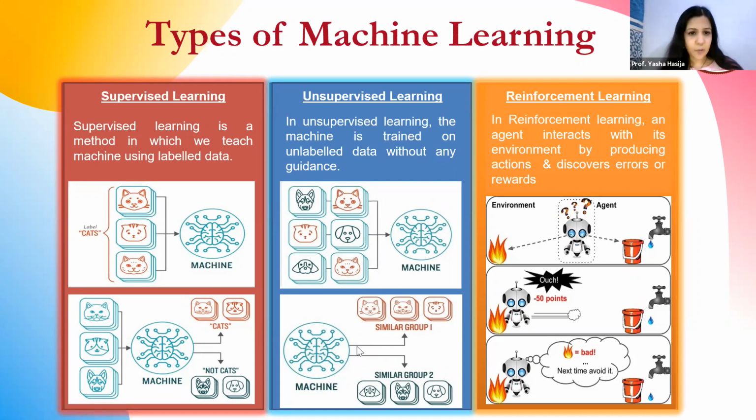Next, we have reinforcement learning. Now, reinforcement would mean that you're trying to establish or encourage a pattern or a behavior, right? So in reinforcement learning, an agent interacts with the environment by producing actions and discovers errors or rewards. Now, what does that mean?